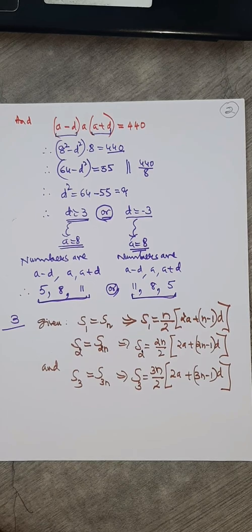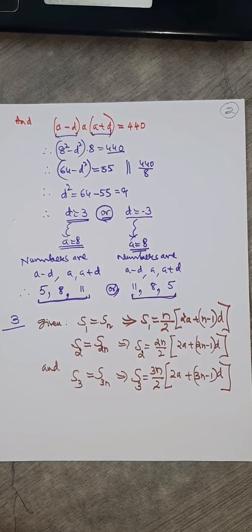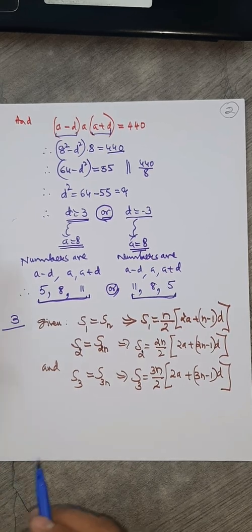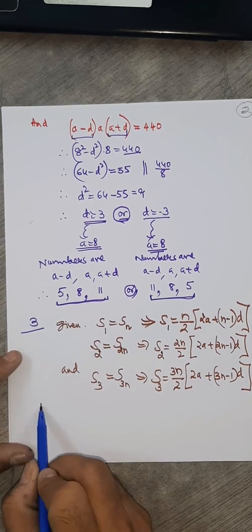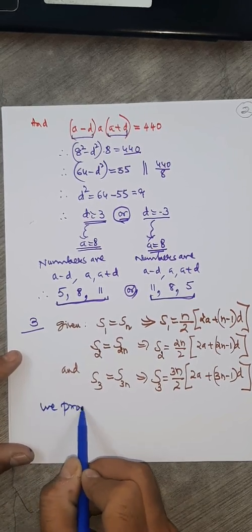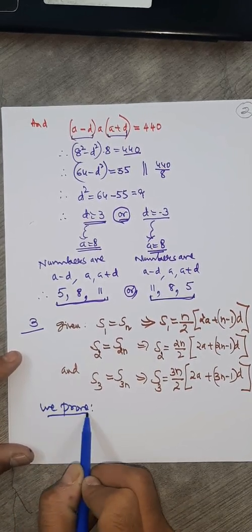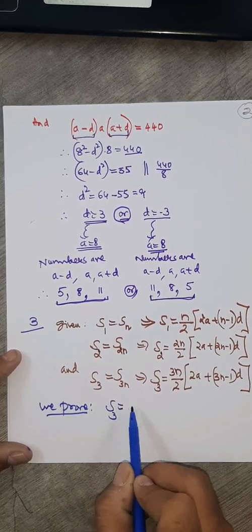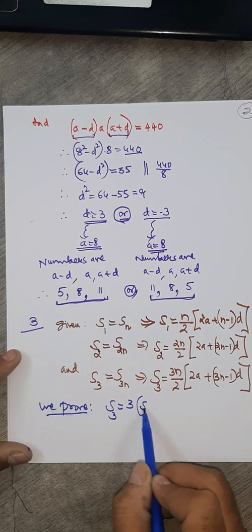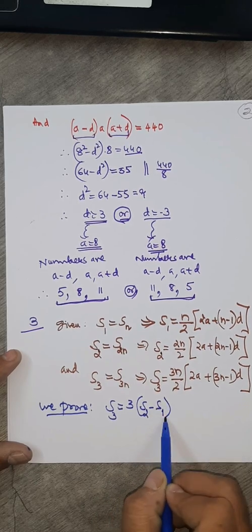Fine. Now, very simple. What you can do is, you can start with the RHS of what you want to prove. You want to prove this. Let me write that. We prove this. This is what you are asked. We prove that S3 equals 3 times (S2 minus S1).